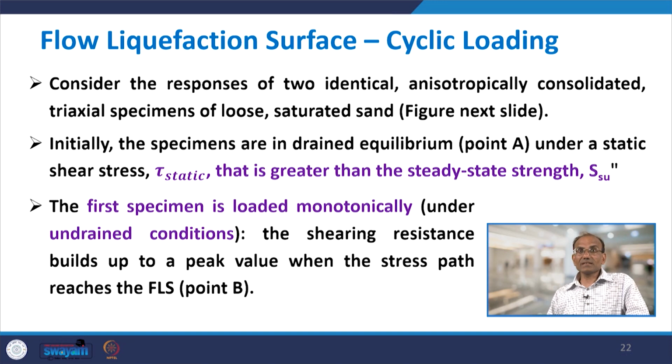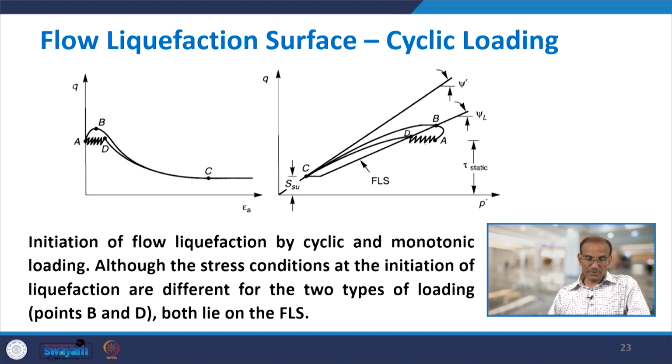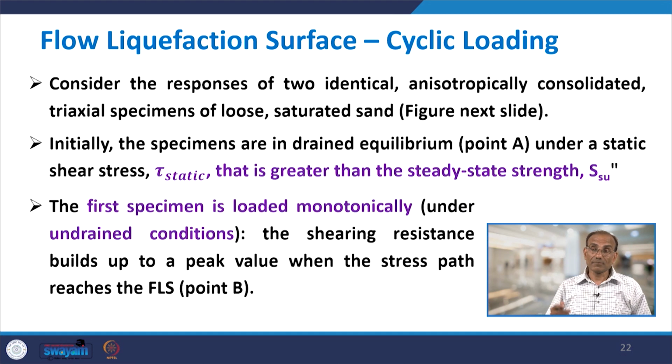Initially the specimens are in drained equilibrium, that is point A; both specimens start at point A. Let me tell you before I discuss further. The first specimen takes path A, B, C, which is monotonic loading, while the other specimen goes through A to D and C. So, this is cyclic. One specimen is subjected to monotonic loading, another is subjected to cyclic loading, but they start from the same point.